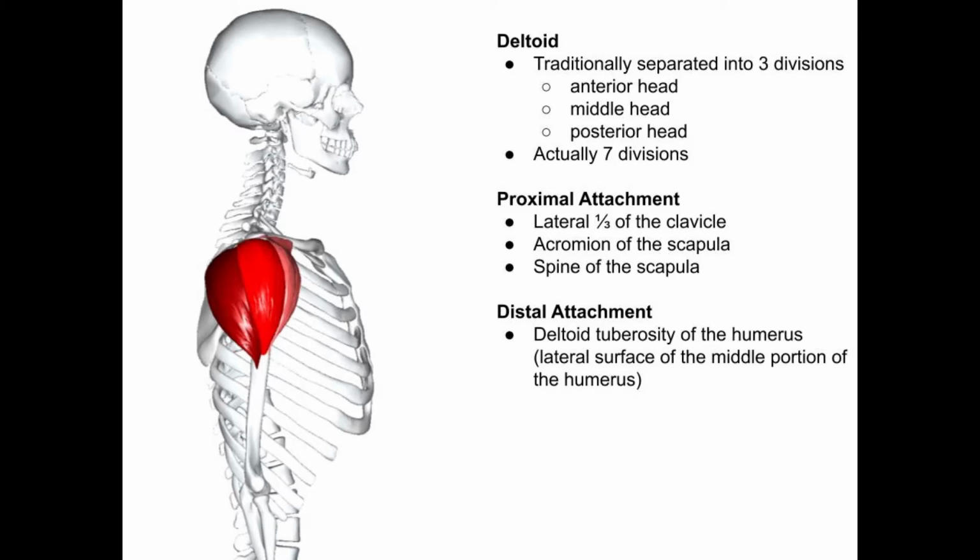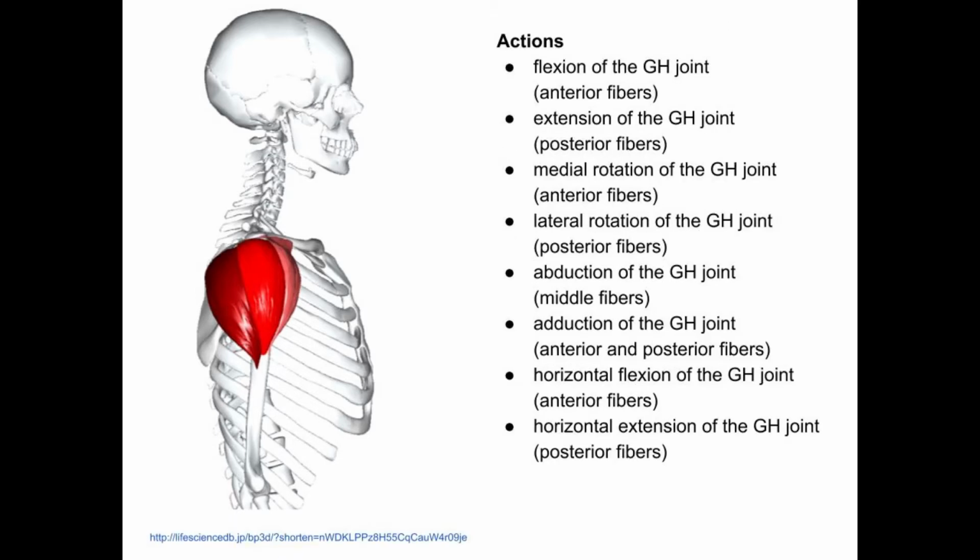The proximal attachment includes the lateral third of the clavicle. That is the attachment for the anterior head. The acromion of the scapula is the primary attachment of the middle head. And the spine of the scapula is the primary proximal attachment of the posterior head. Distally, they converge to the deltoid tuberosity of the humerus, which is approximately halfway down on the lateral surface of the humerus.